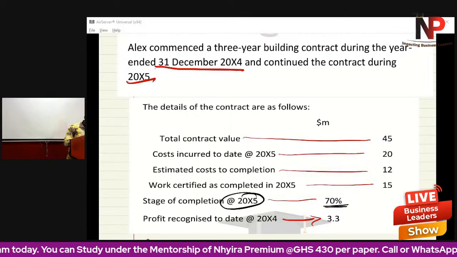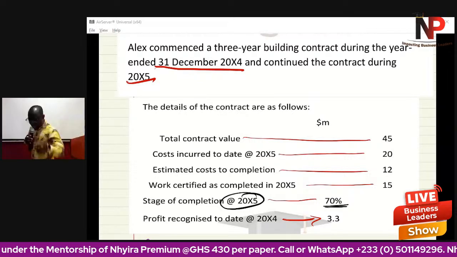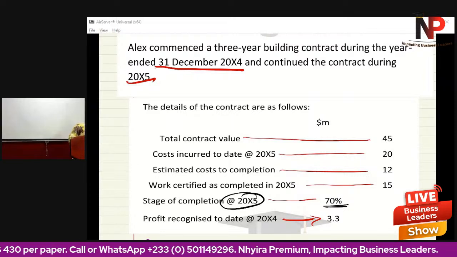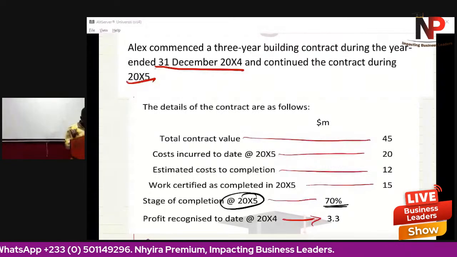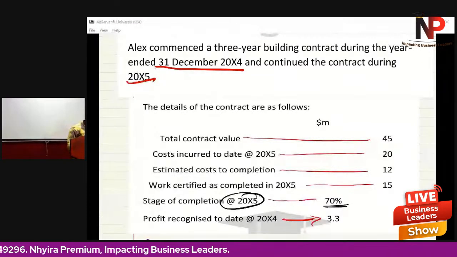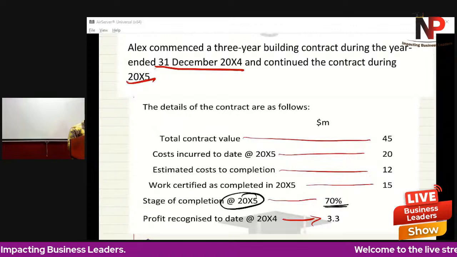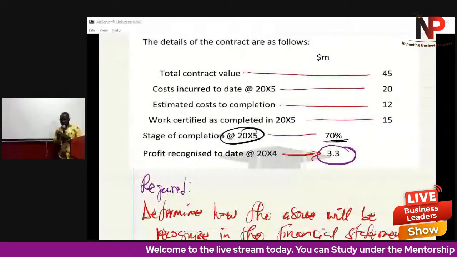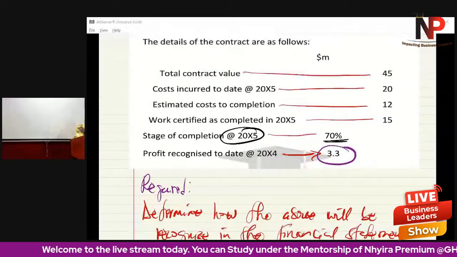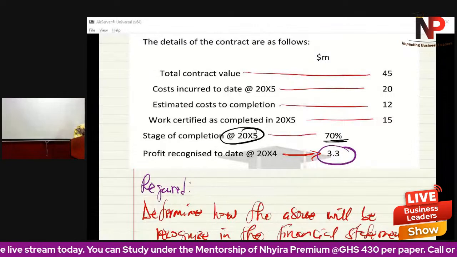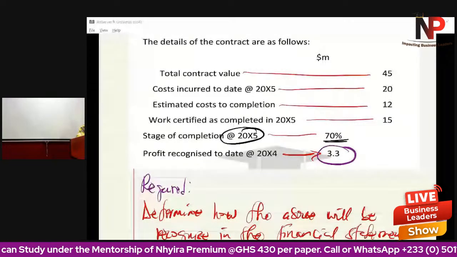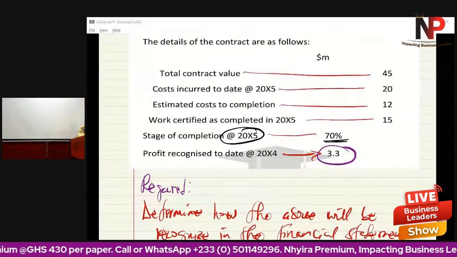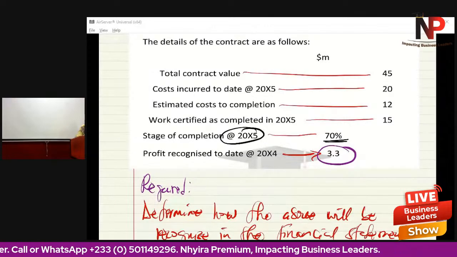If you have done the contract for 2 years, it means you have to be careful about how much profit to be recognized in the current year under review. So what do we do? Remember 2014, profits recognized is 3.3. So if 2014 profits recognized is 3.3, the question we ask ourselves is, how much profits can be recognized in the current year under review? So let's see.